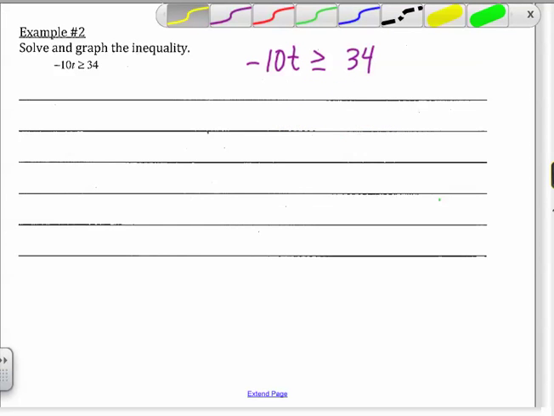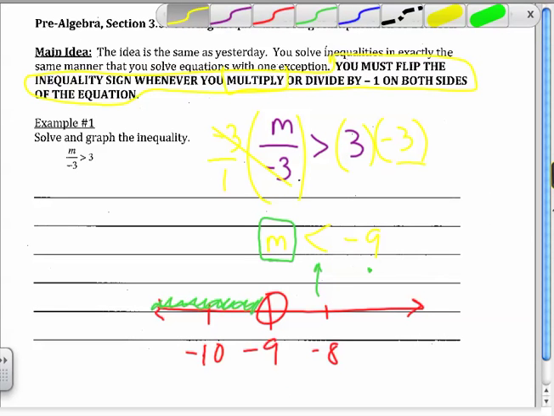Remember, I always want to get rid of the number that's with the variable. Okay? Well, what's happening between the number and the variable? So how do I undo multiplication? I'm going to divide both sides by negative 10. Whoa, I got to go back to the first screen. Or divide by negative 1. Okay, I'm sorry, it doesn't have to be negative 1. It just means a negative number. Okay?